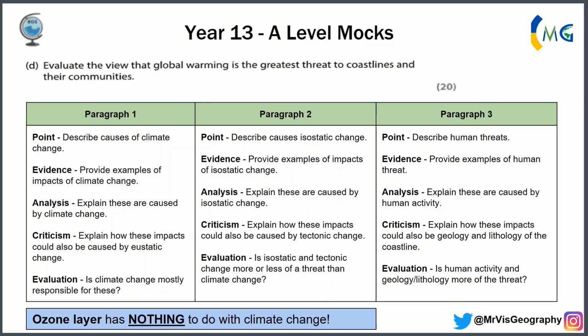And explain how impacts could also be caused by tectonic change. And say, however, that isostatic change, a change in the land level, can also be caused through tectonic change. A tectonic earthquake might increase or decrease the height of the land in comparison to the sea, so not necessarily only isostatic. Think of a tsunami when the plate bounces back up. In the lessons, I even showed you a picture of some World War II ships in Japan that rose back out of the sea floor after an earthquake as the land increased in height. Then evaluate: how do you think isostatic and tectonic change are more or less of a threat to communities than climate change?